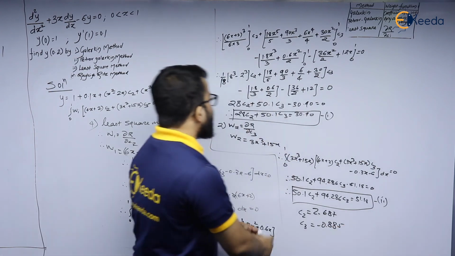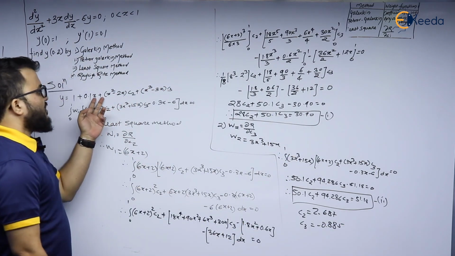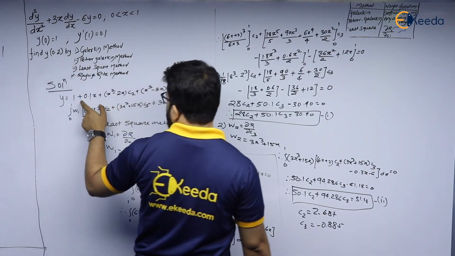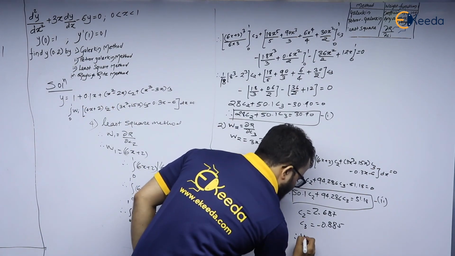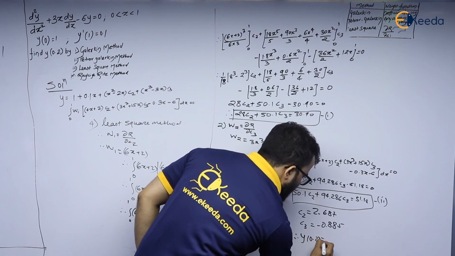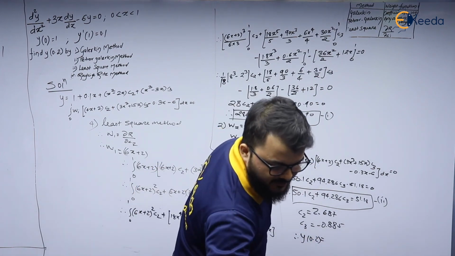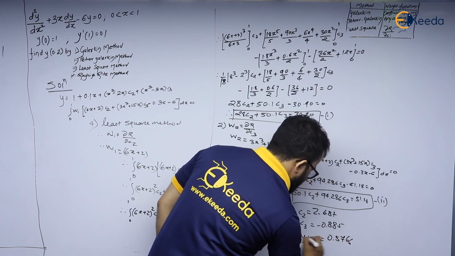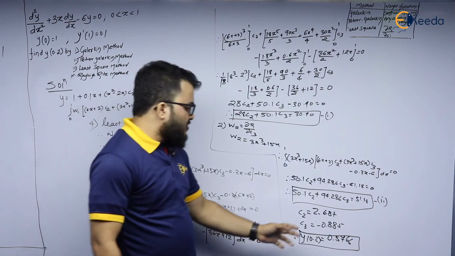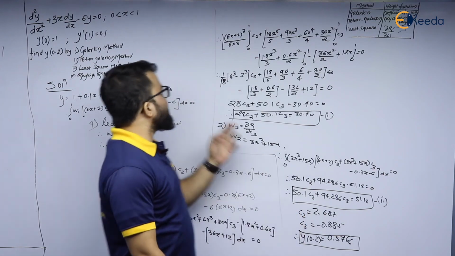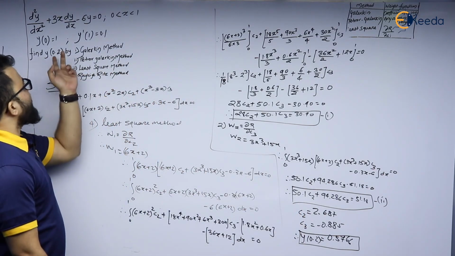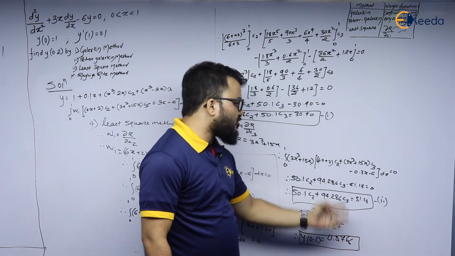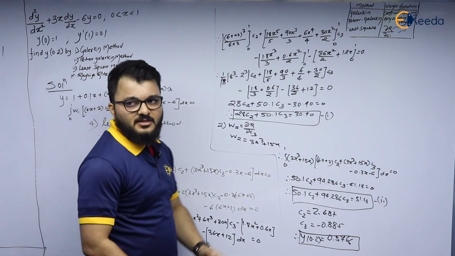If I am putting these C2 and C3 in this equation, you will get the value of y at 0.2. So my final answer will be y of 0.2 is equal to 0.5766. So this is my final answer. So if I am putting these C2 and C3 in this equation, you will get the value of y at 0.2, which is nothing but 0.5766, and that is the end of the least squares method. Thank you.